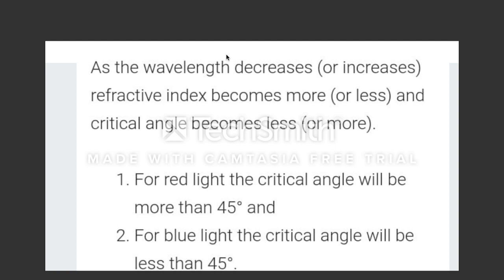Fine. Now the important point is, as the wavelength decreases, the refractive index becomes more. Wavelength is decreasing, that means the refractive index, what happens? It increases. So how are the two varying with each other?